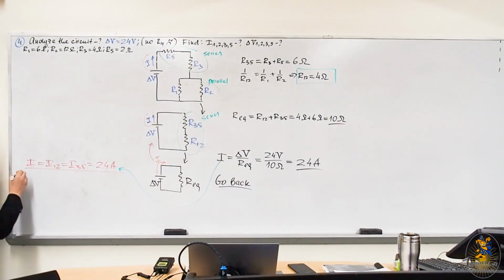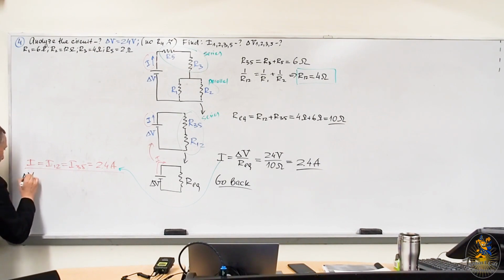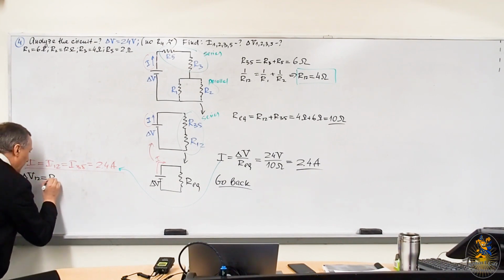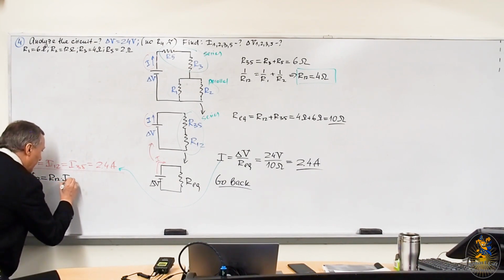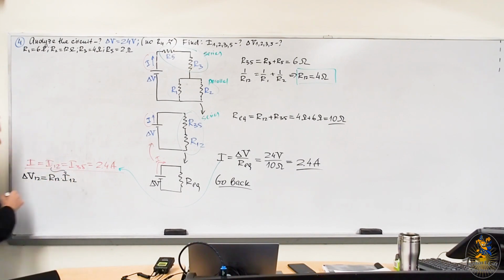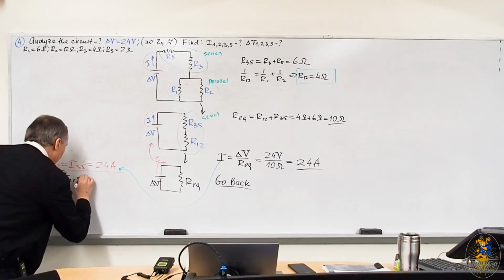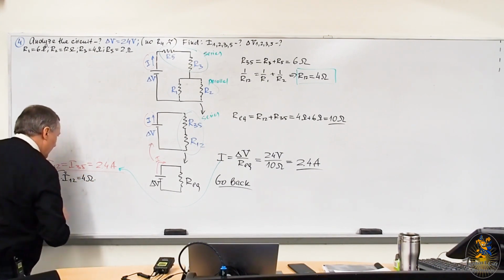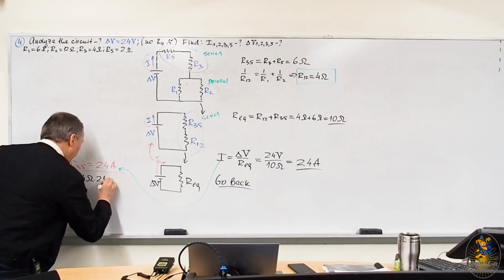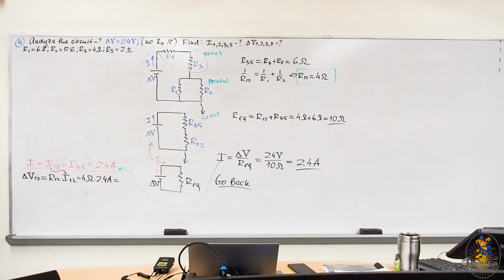So delta V12. Delta V12 equals delta V. It will be R times I. So R12 times I12, and of course I12 comes from the bridge. So R12 is 4 times 2.4. So it will be, oh my God, 9.6, right? 9.6, yeah.